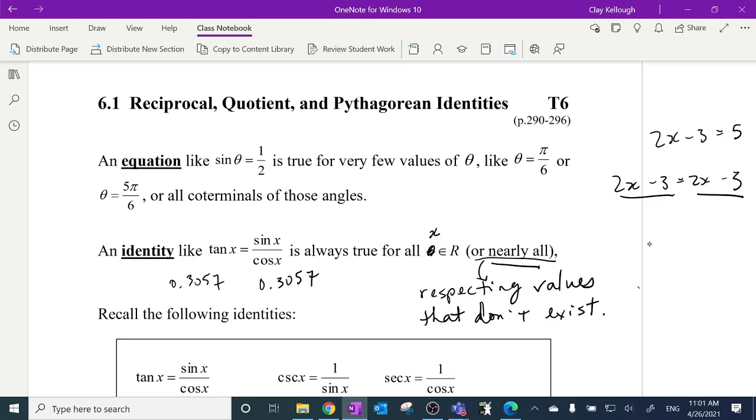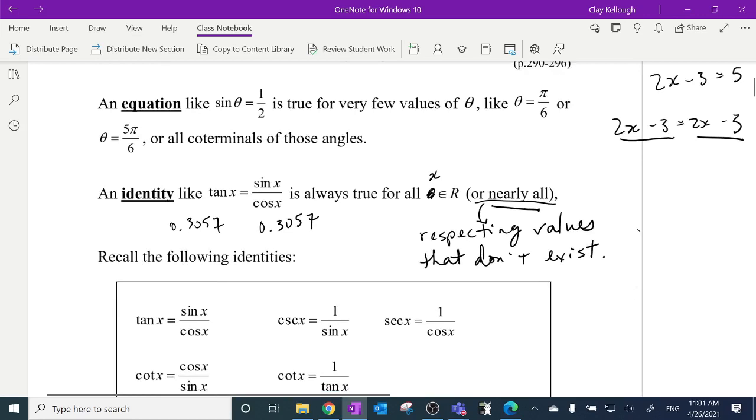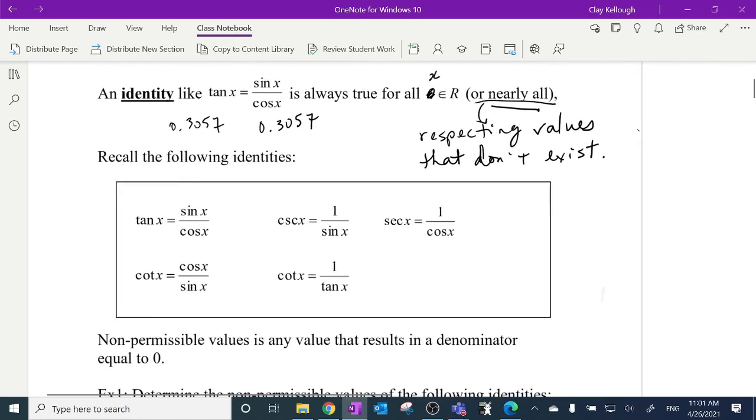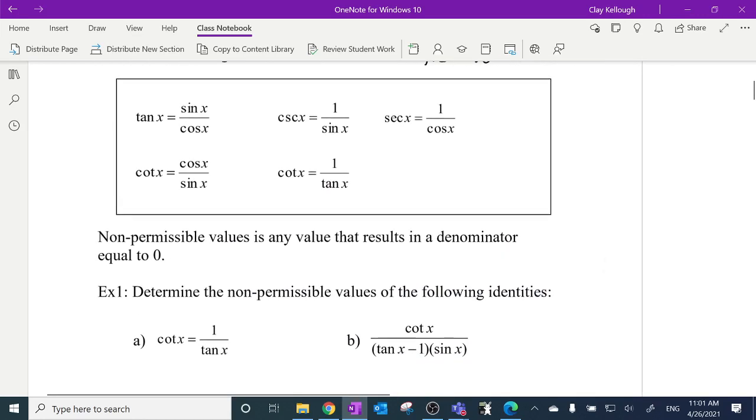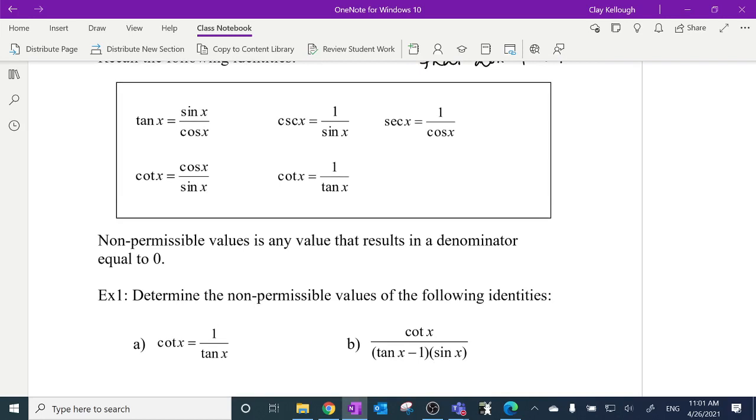The exceptions here, in this case, would be, well, what if I talk about 90 degrees? Because the tangent of 90 degrees doesn't even exist. Right? So we've got to make sure that it's things that exist. You can't divide by 0 even in an identity. So we have to start thinking about values that don't exist, and what we called in grade 11 non-permissible values. Remember that a non-permissible value is any value that results in a denominator equaling 0.